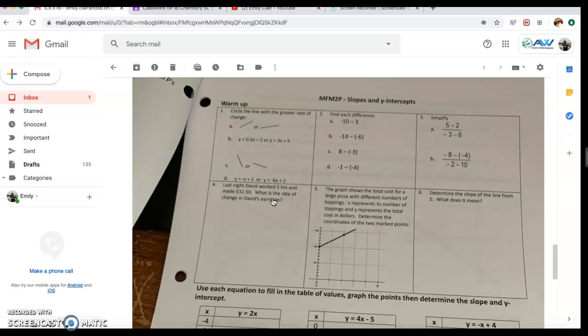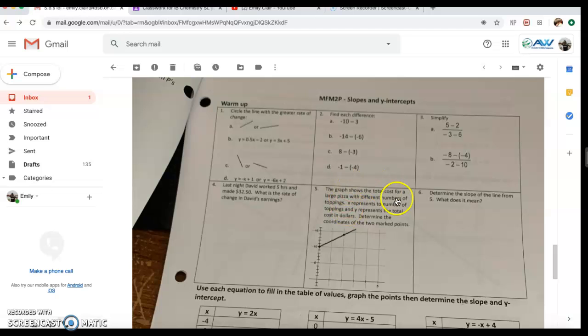Okay, so it looks to me like he's going to make $6.50 an hour. You can try checking my math on the calculator. But the answer to that would be $6.50 per hour. That's his rate of earning.